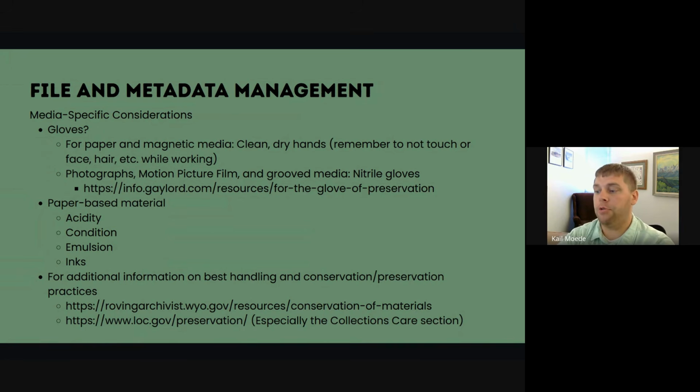pages down here. So again, the Roving Archivist website has a great page on conservation of materials that gives you more of these considerations for lots of different types of material. And then I linked the Library of Congress preservation page. Within that, over on the side, there's a panel, and you'll see the term collections care. That one's a great section to refer back to, because it gives you a lot of different material types and how you can make sure that you're handling and caring for them correctly.